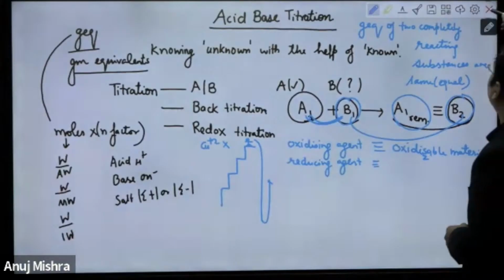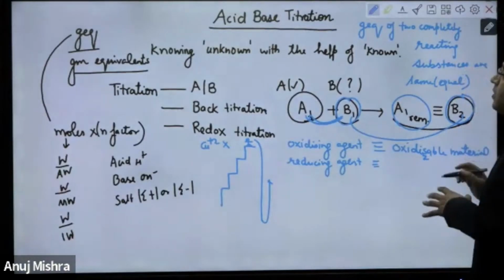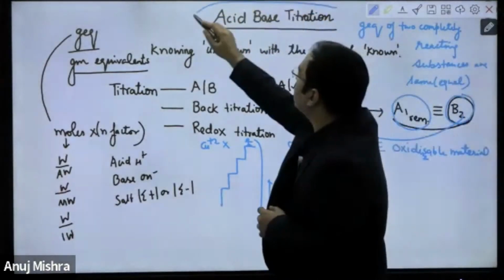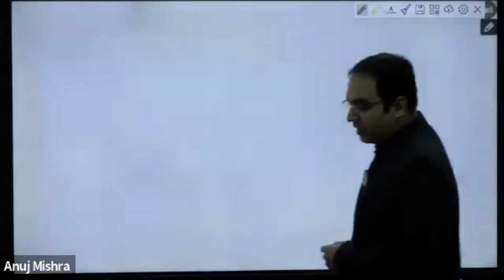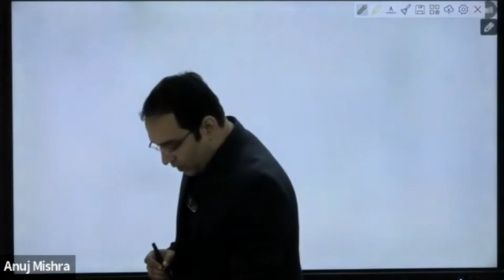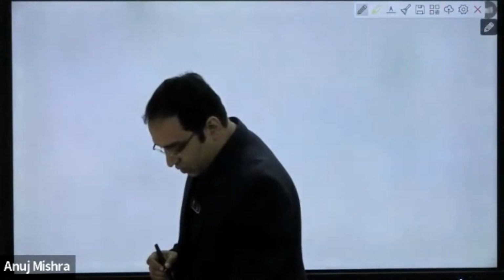Okay, let's start. So in your syllabus, there is acid-base titration. In ionic equilibrium, we'll do that first. So let's do that. Acid-base titration. I hope the context is clear. क्या इसका context समझ में आ गया आपको? चलिए, question से शुरू करते हैं.